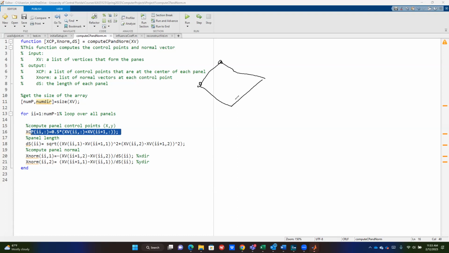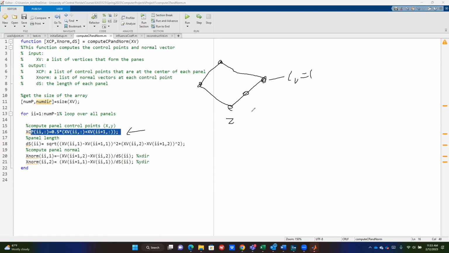Let's say that this is for a cylinder. And we have these vertices. That's vertex 1, and this is 2. You can see this is the mean. So it's going to be this point. That's going to be our control point.